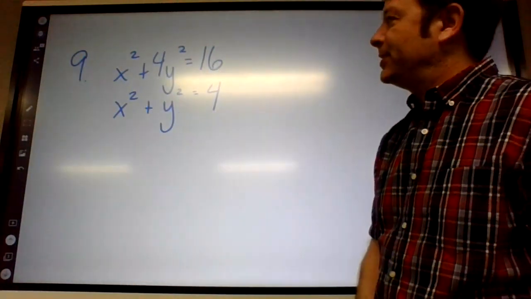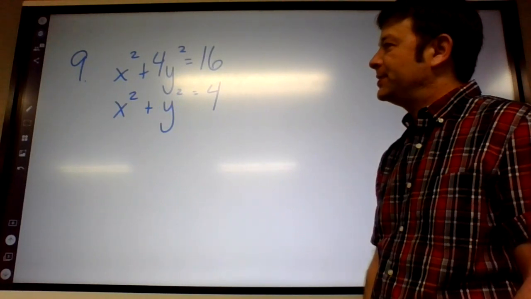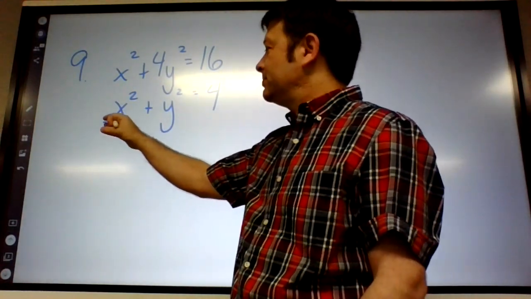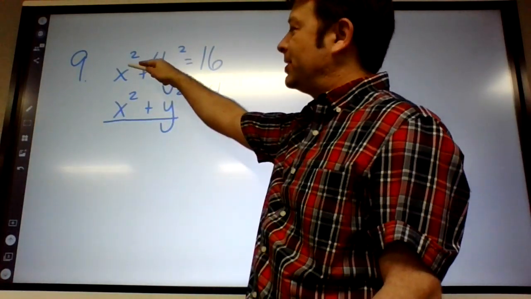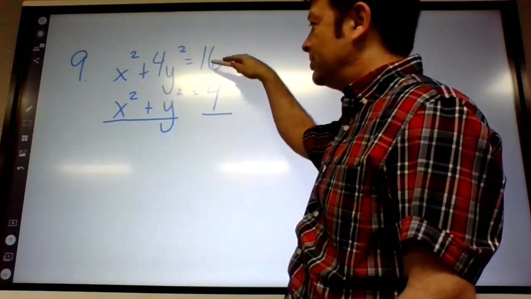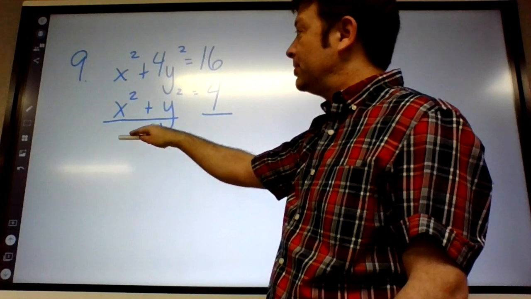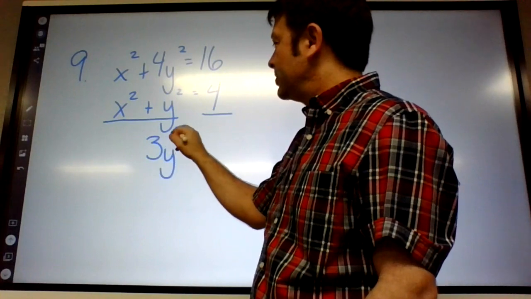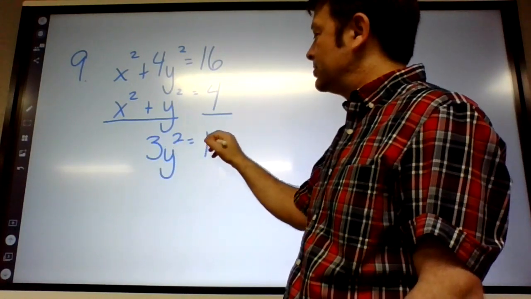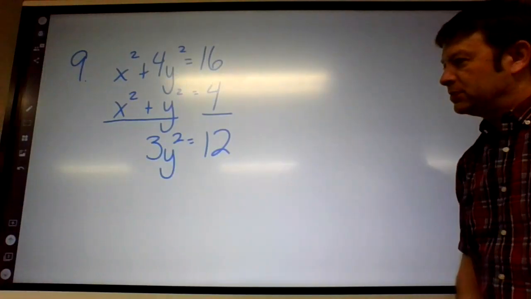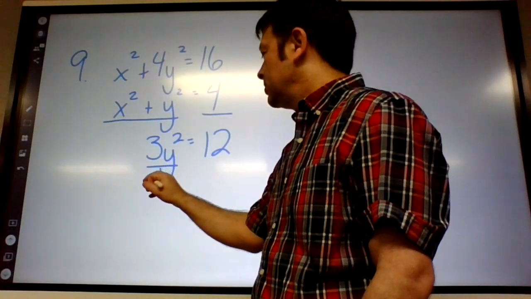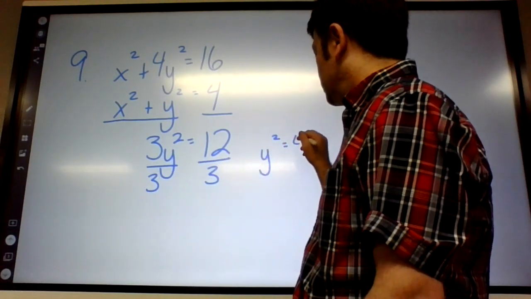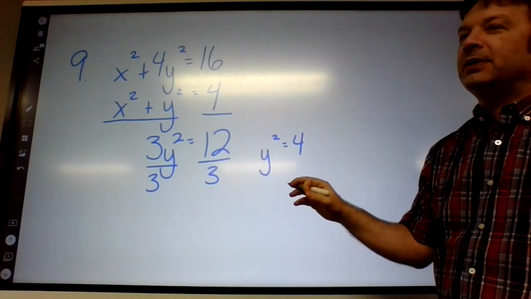This is more like number 1 from yesterday. How can I solve this? We'll put the bottom times -1. Or, you guys are probably good enough by now. You can just think of it as subtracting. We can just subtract the bottom line. So x squared minus x squared is 0. 4y squared minus y squared is 3y squared. And 16 minus 4 is 12. Divide by 3. So y equals 2, plus or minus.